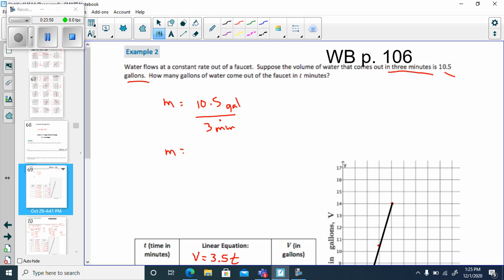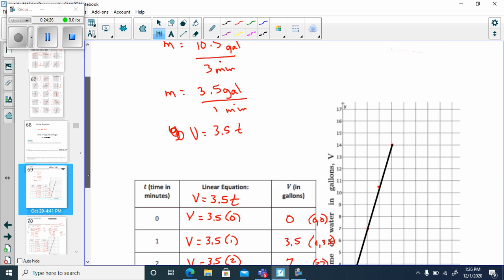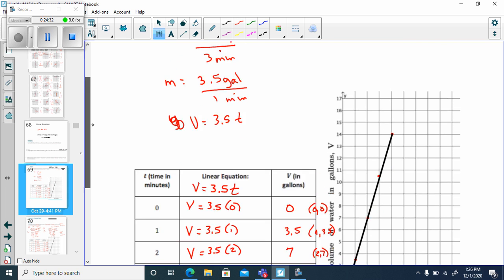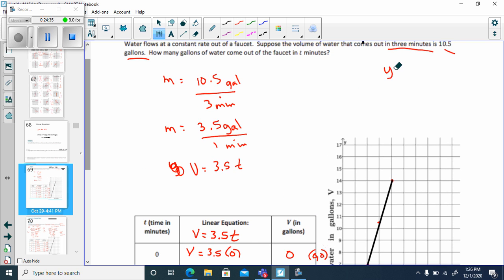And then we changed that. We reduced that to a unit rate. We divided 10.5 by 3. We said that was 3.5 gallons per 1 minute, right? Okay. Well, and then we wrote our linear equation, right? We had our y was equal to our volume in this case. Volume was equal to, here's our m, 3.5 times our time. Okay, we wrote that. See, remember it's right here. What if we did it straight from this thing here? Remember we talked about y is equal to mx.